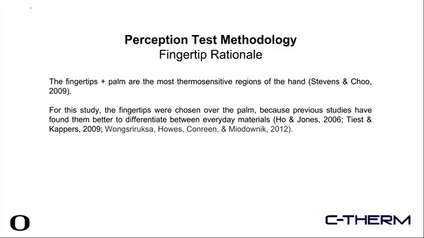We are using what's called a fingertip rationale, and we're using this for a couple of reasons. The fingertip and the palm, through previous research, have been identified as the most thermosensitive regions of the hand. For this study, we have chosen the fingertips over the palm because previous studies have found them to be better to differentiate between everyday materials. And we have several academic journal articles that we've referenced for that rationale.